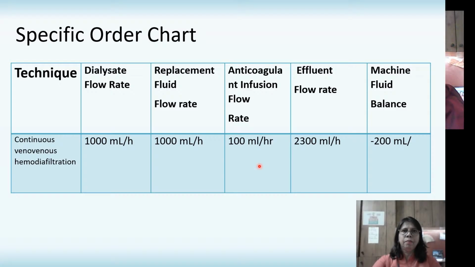At the same time, the effluent flow rate is 2300 ml per hour, which means that for every hour of CRRT treatment, the patient has a negative balance of 200 ml, which means we have removed 200 ml of fluid from the patient's body per hour.